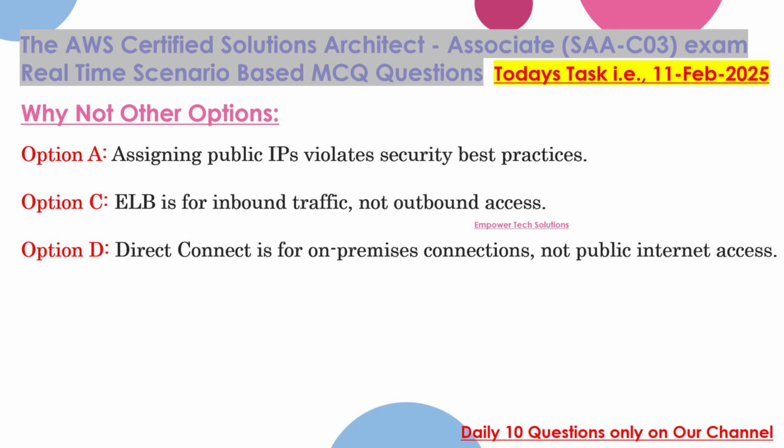Why not other options? Option A. Assigning public IPs violates security best practices. Option C. ELB is for inbound traffic, not outbound access. Option D. Direct Connect is for on-premises connections, not public internet access.